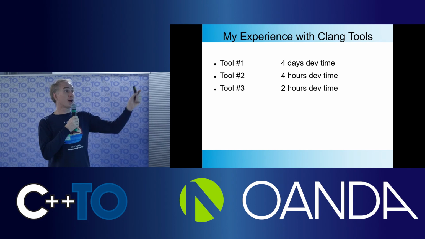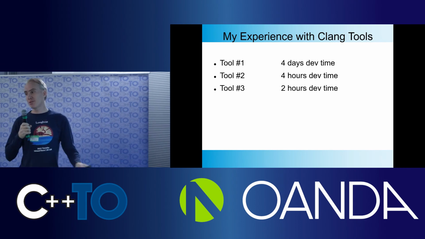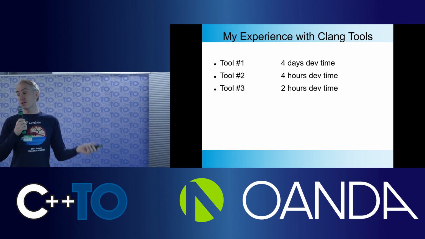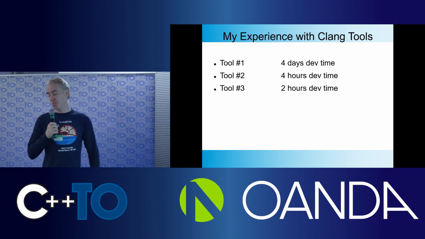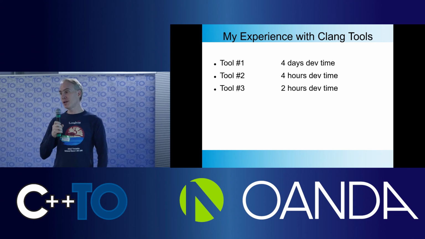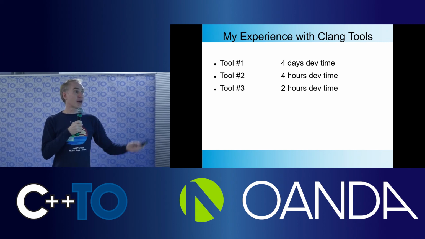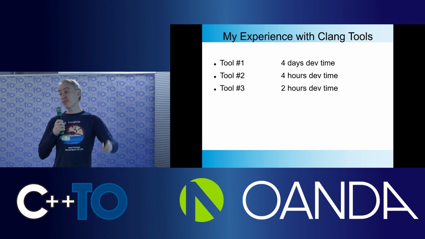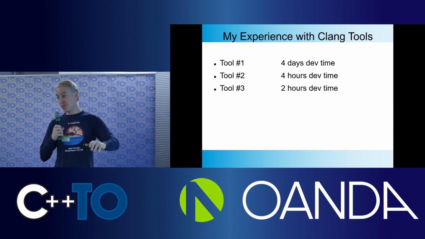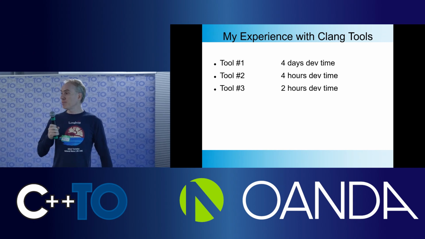Last thing, the first time I wrote a Clang tool, it was 4 days of dev time, meaning I had to sit there, I had to go through a whole bunch of abstract syntax tree documentation. I had to look at people's examples, try to puzzle it out. I had to get CMake to work. The second one, because I had a starting point, was 4 hours. The third one, 2 hours. I'd like to say it keeps on geometrically decreasing, but that's not the case because eventually you get more ambitious with your tools. So thank you.